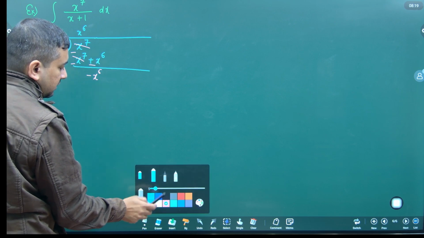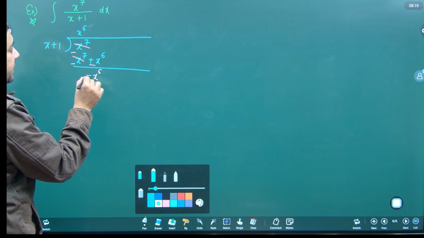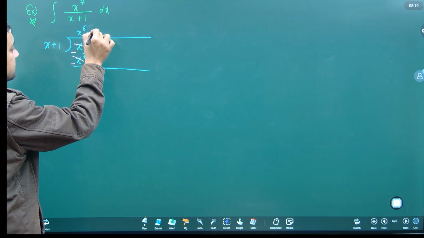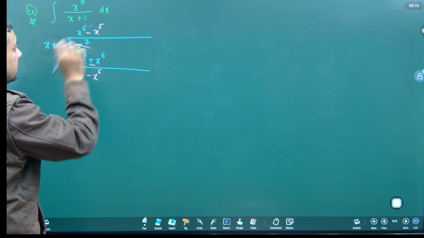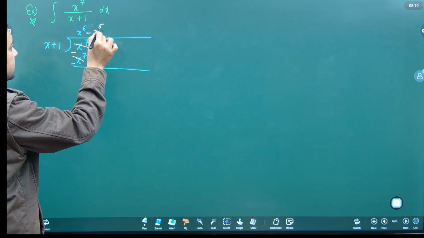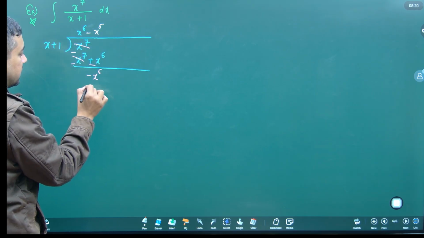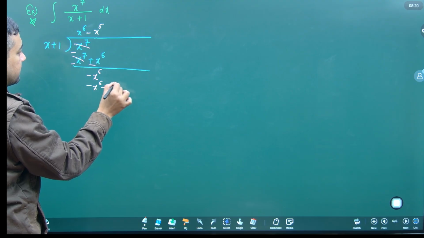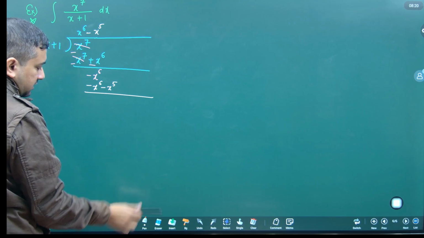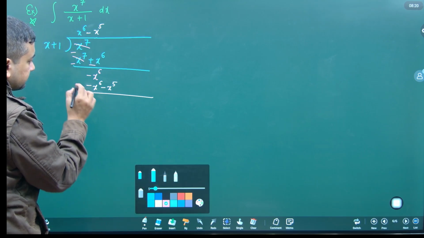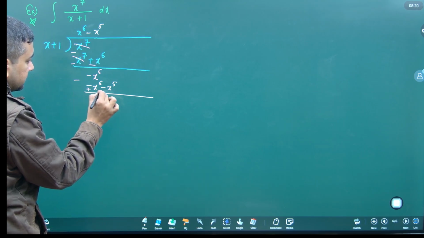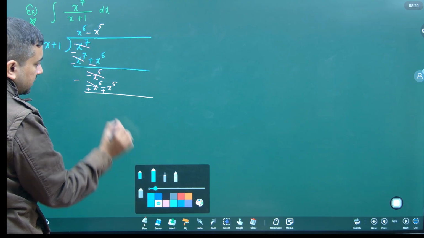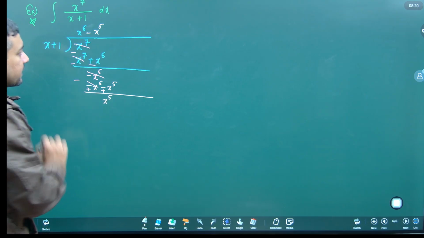Now, again further, minus x to the power 6 divided by x, it is minus x to the power 5, multiply this. So, minus x to the power 5 into x plus 1, it is minus x to the power 6 minus x to the power 5. Again subtraction, this becomes plus, this gets cancelled. What is the remainder? Remainder is x to the power 5, right?